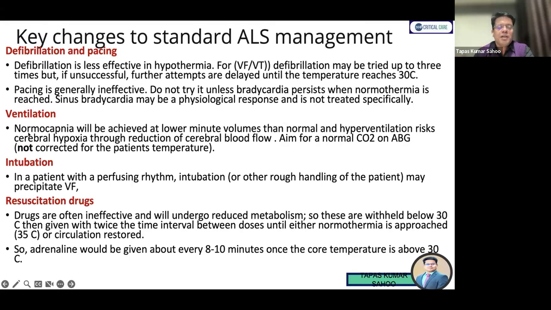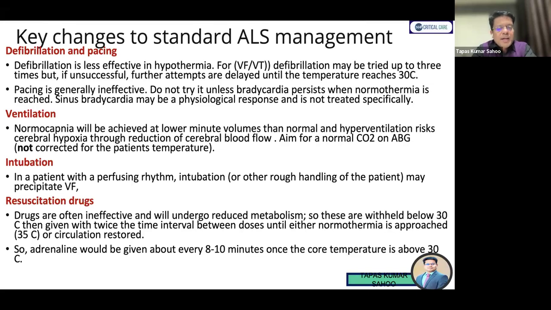If you are getting sinus bradycardia or your patient is not able to get the required heart rate, you might think of giving pacing. No, pacing is generally ineffective, so do not try it unless bradycardia persists when normothermia is reached. Sometimes hypothermia is causing a physiologic effect on the body by inducing sinus bradycardia, so you do not always need to treat sinus bradycardia in this type of patient.